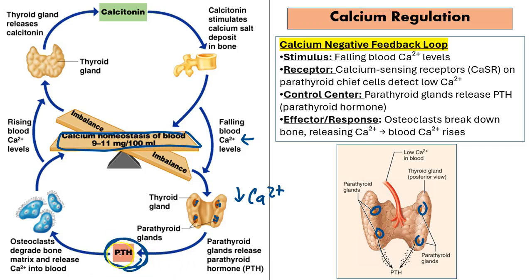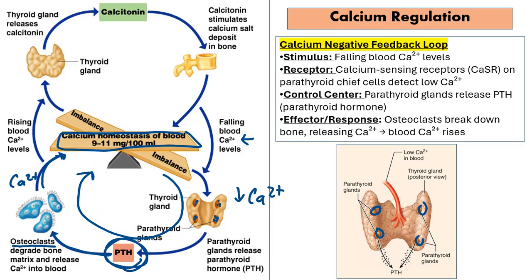This parathyroid hormone is then going to go through an efferent pathway to the effectors, which are going to be osteoclasts. And what are the osteoclasts going to do? They're going to degrade the bone matrix and release calcium into the blood. So now you have free calcium roaming in the blood. And what is that going to do? Increase blood calcium levels and get back to homeostasis. So that's the little negative feedback loop we have here. Okay, the goal is to get back to homeostasis.